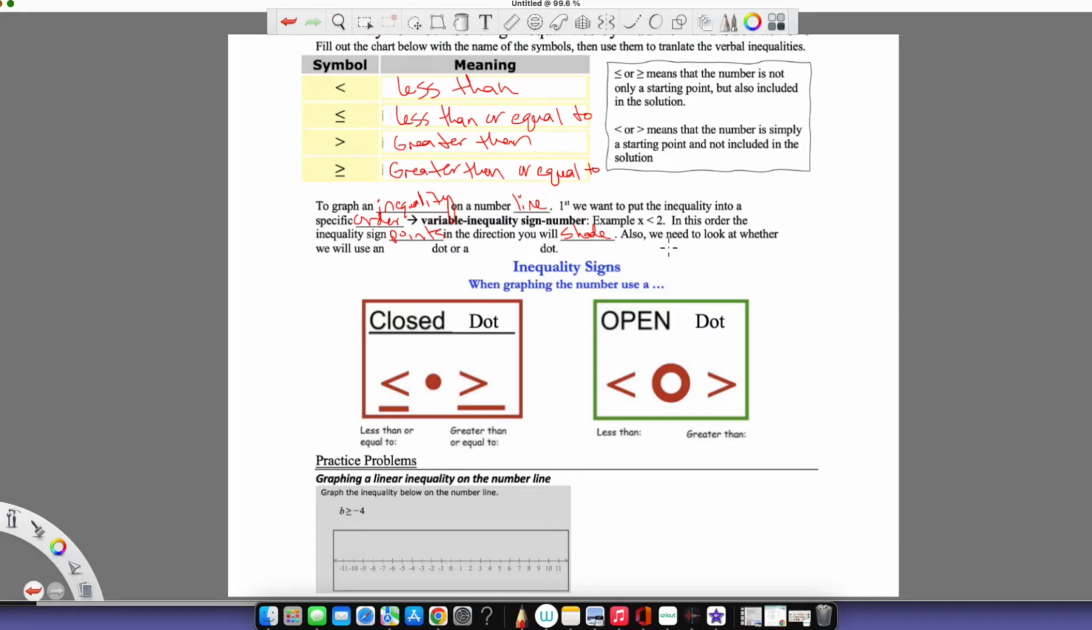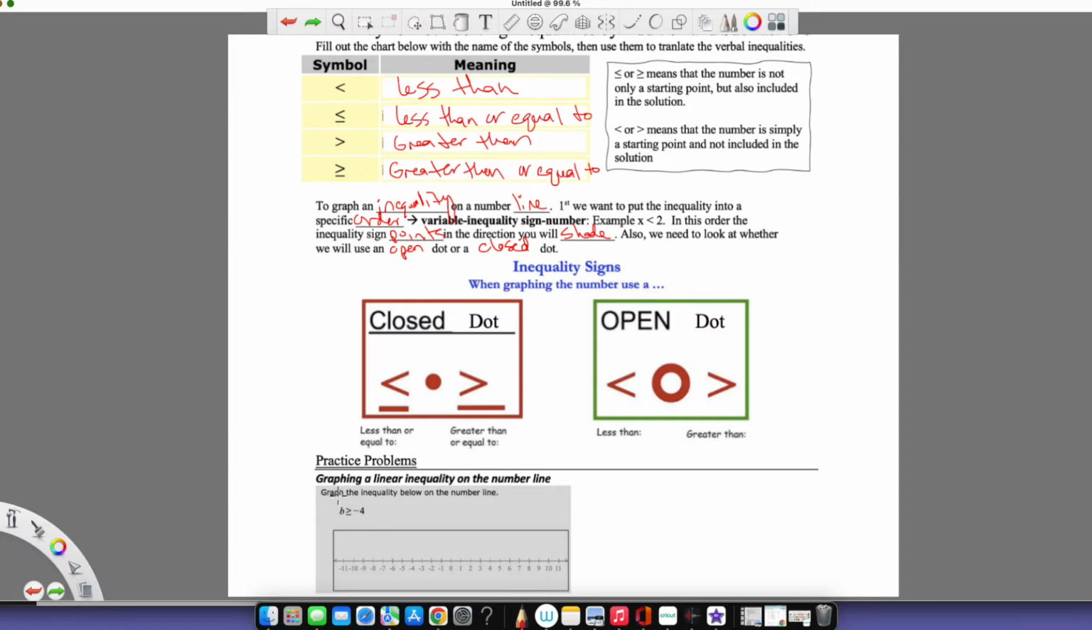We also need to look at whether we will use an open dot or a closed dot. So we mark the point with a little dot. It's either going to be closed or open. Closed means it's included. That's our equal signs. Open means it's just a starting point, and I'm either going to go this way or this way from that point, but it's not actually included. So we need to pay attention to quite a few little pieces there to know the difference.